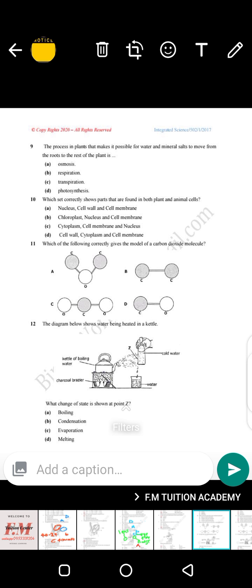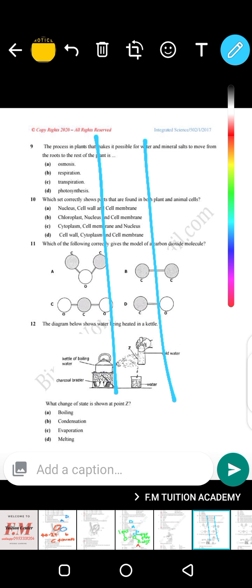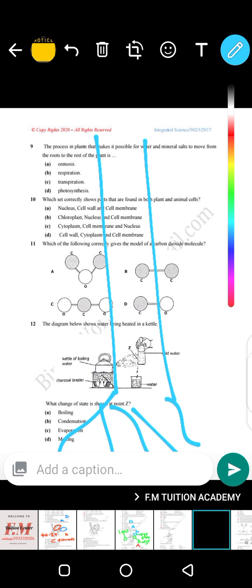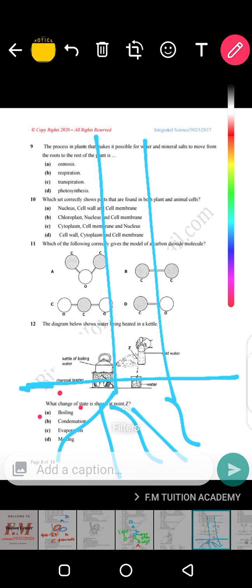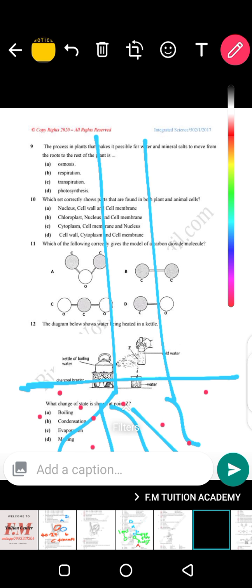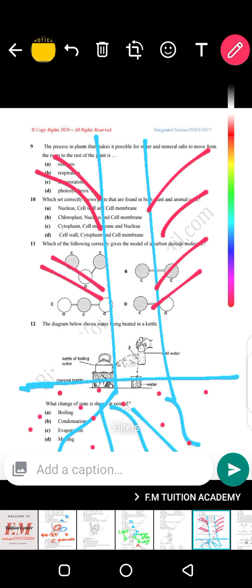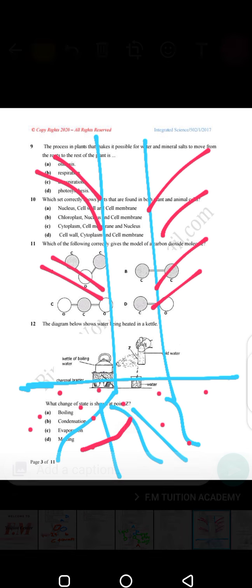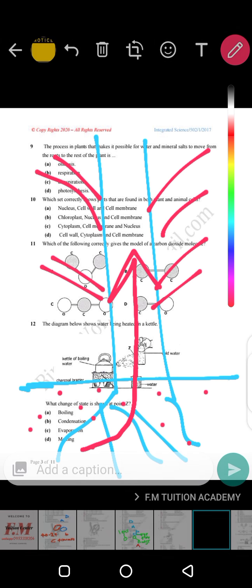Okay, the process in plants which makes it possible for water and mineral salts to move from the roots to the rest of the body. If this is a plant, guys, these are the roots. This is the ground, the soil. And then these are the stems, of course. This is a tree. Now the water will come from the roots. It's going upwards this side. You see, in this direction, it's coming from the roots.